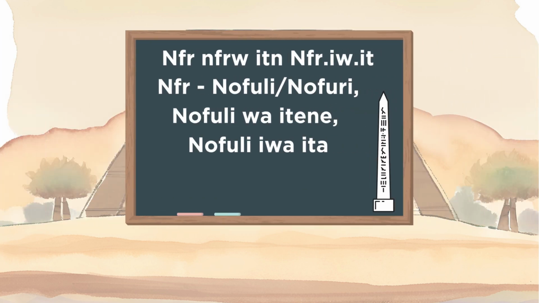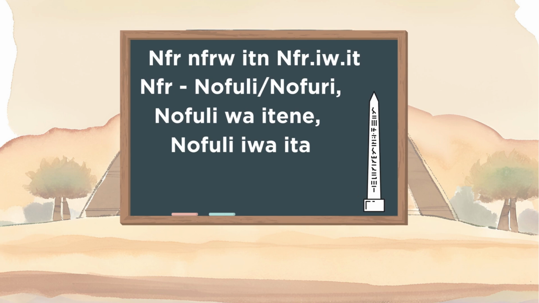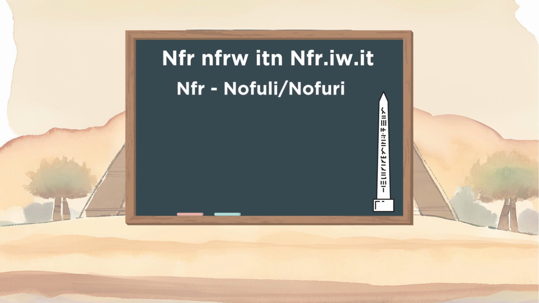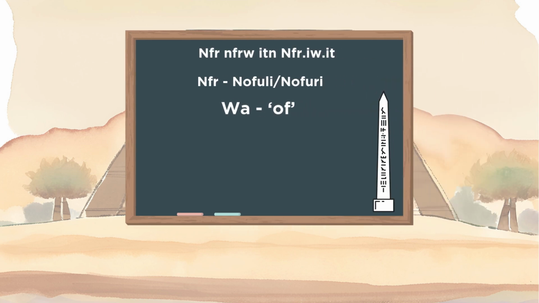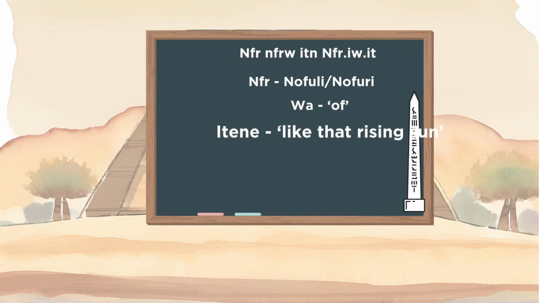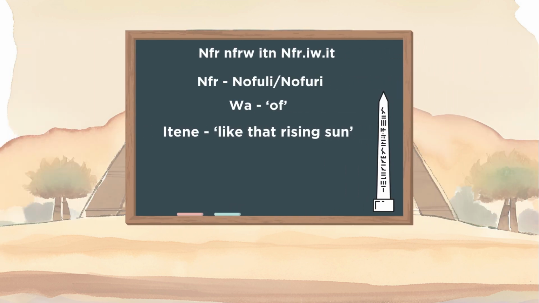Noli, Noli Waitene, Noli Waita. Noli, or Nohli, which is the more correct pronunciation, means beloved, most beautiful sound. Wa is a synonym for of. Itene is like jitene in Aga Najitene, meaning expecting something with absolute certainty.